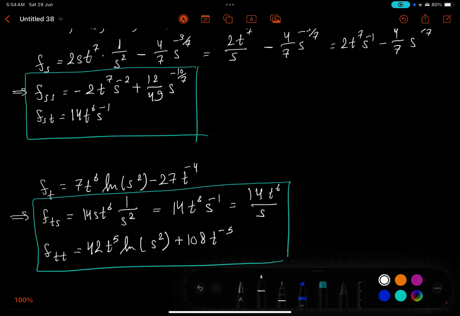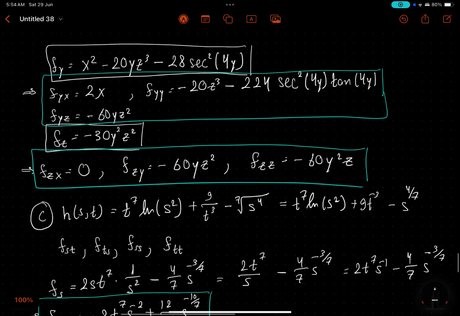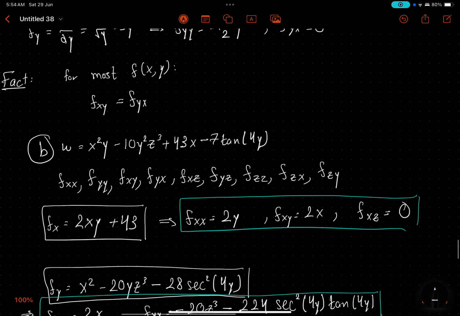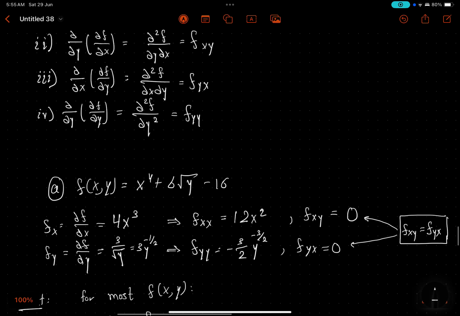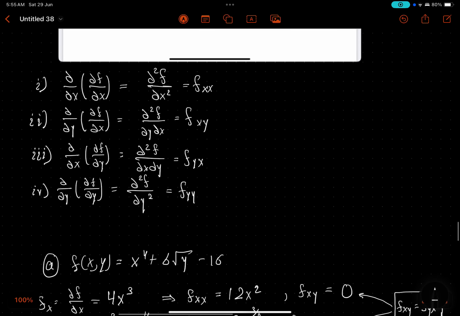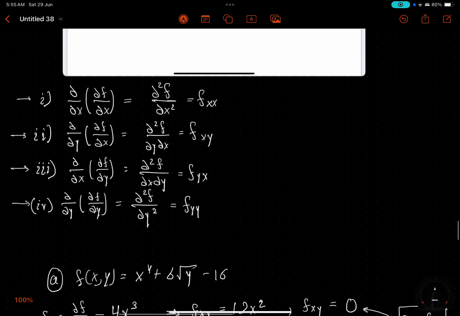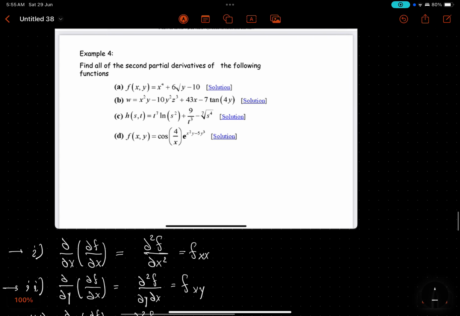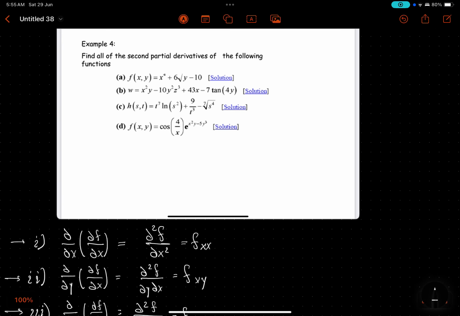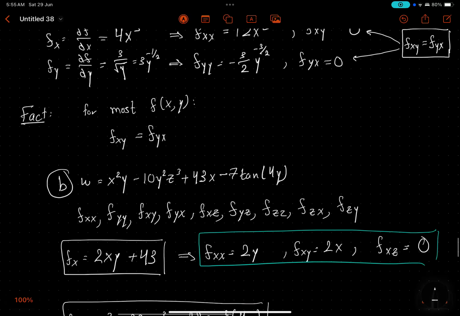Now, just to make you aware, we are finding all of the partial derivatives for this function. Usually we might just need one of these four. We might not need them all. But for our example, he's asking us to find all of them. So that's what we are going to do, and that's what we have done with our first example. Now let's solve our last example, which is D.